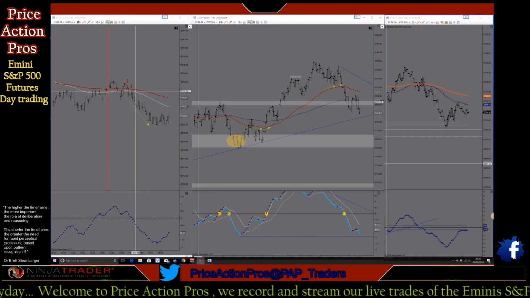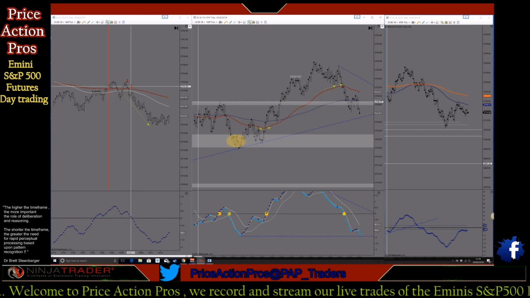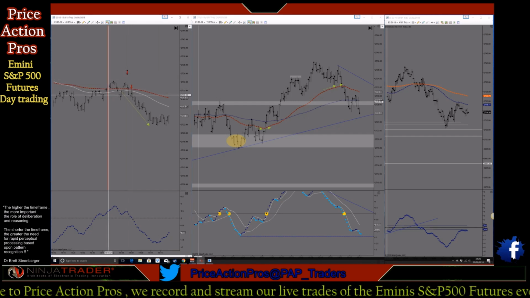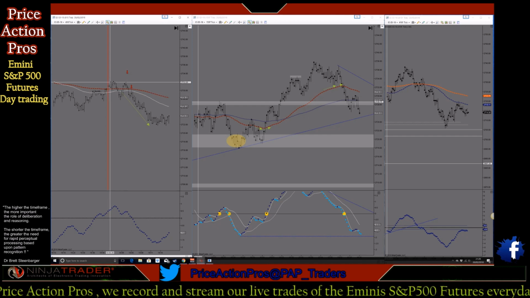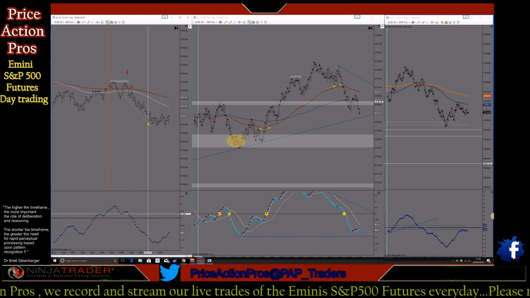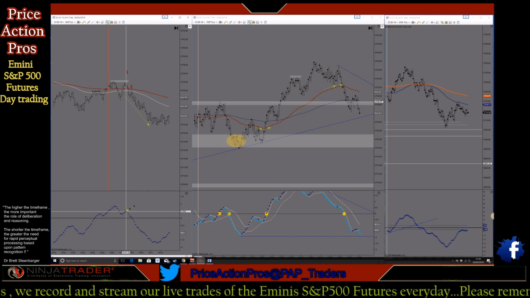Missed the entry. It was just in a heartbeat. I wanted to get in at this point here. I saw this double top here and a strong pop down, and I saw this retracement divergence.